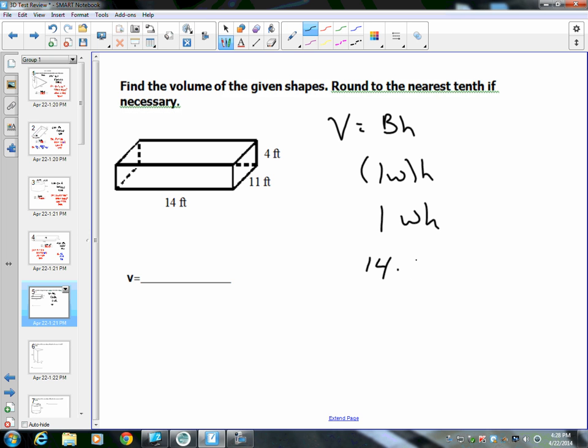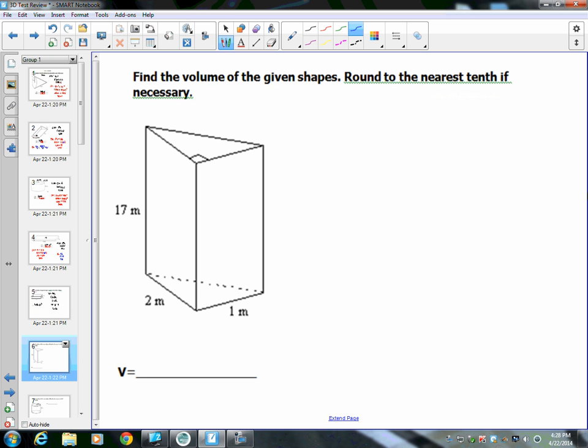So 14 times 11 times 4. If you put all these in the calculator, multiply them all out, you end up with 616, and that would be our volume. For units on this one, on volume, it's always your unit, and then it's cubed. In this case, it's feet, so we're going to use feet cubed. Next problem. In this case, it's also a prism, but this case it's a triangular prism. So it's a little bit different.